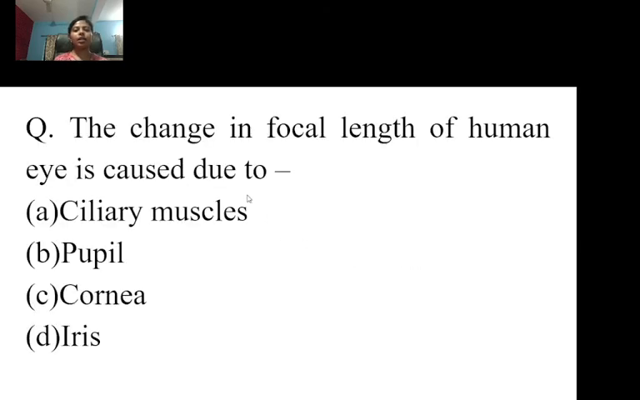Now, the change in focal length of the human eye is caused due to ciliary muscles, pupil, cornea, iris.